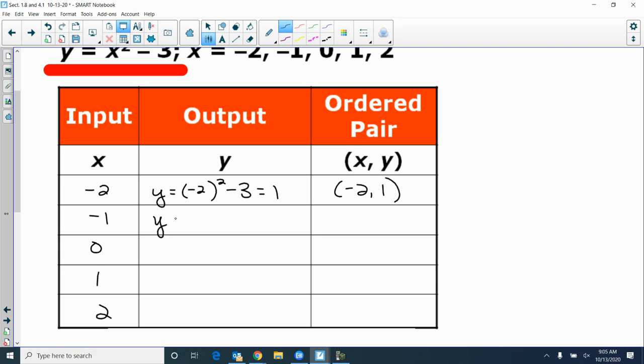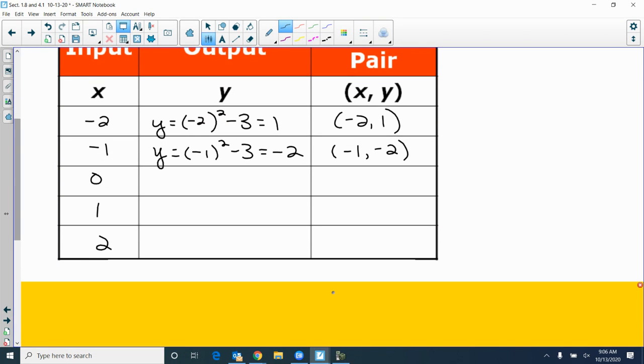Now plug in -1 squared minus 3. What's -1 squared minus 3? Okay, hold on. It's -2. So put -2 underneath that y column. Plug in 0. Now, if it's a positive number, putting it in parentheses will never, ever hurt it. It won't give you the wrong answer, but you don't need it. It's not absolutely necessary.